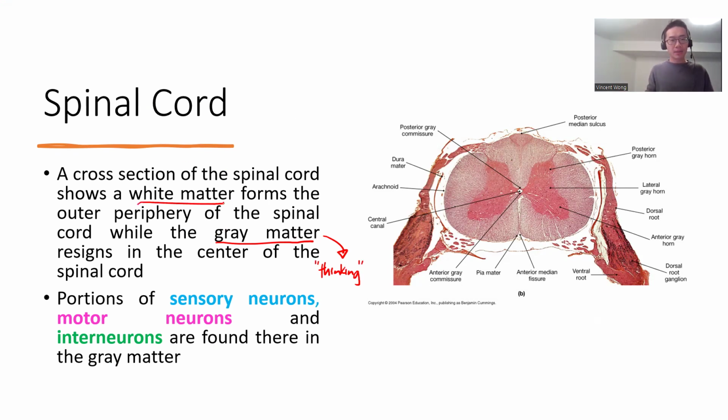Whereas the white matter is made up of the myelinated axons, right? They are axons that have a waxy coating that goes around them that helps you speed up the signal transmission speed. And white matter, instead of doing thinking, is responsible for transmission.